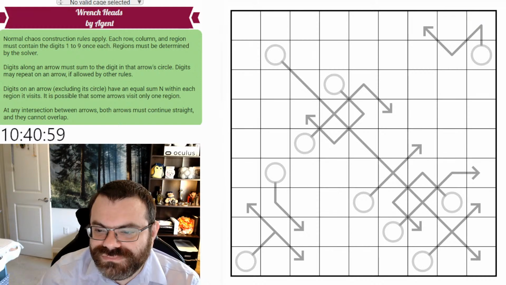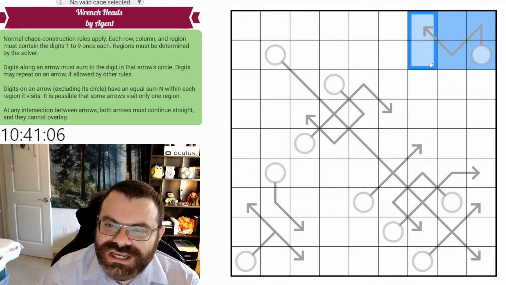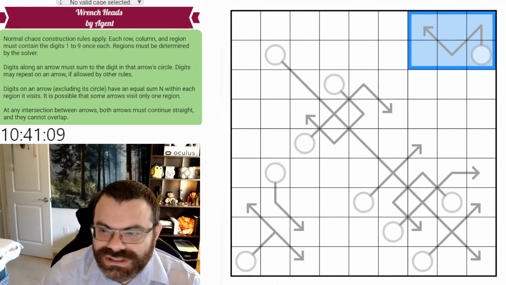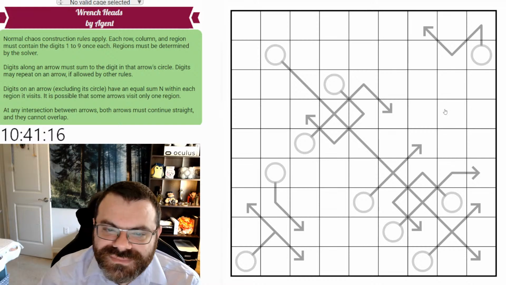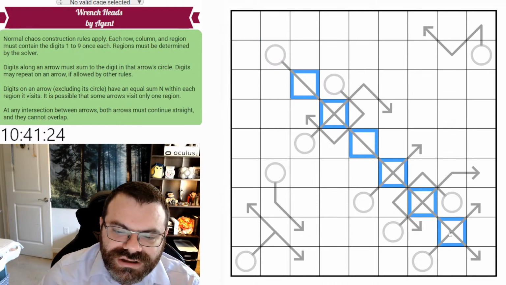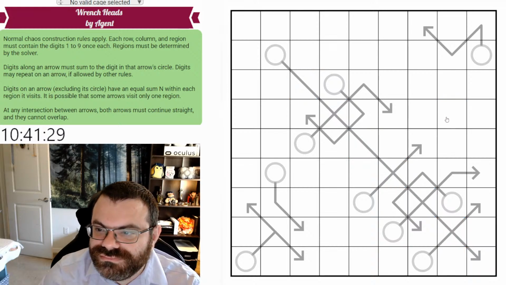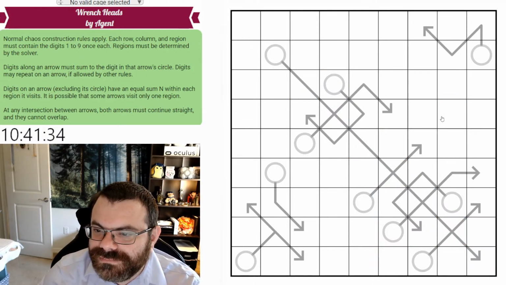But that doesn't mean that every arrow is in its own region. We could just make all of that blue, and then this just fulfills itself because it's only in one region. So the sum in every region is the same. Any intersection between arrows, both arrows must continue straight and they cannot overlap. There could be some confusion about whether this arrow turns and goes up. No, it doesn't. It continues straight all the way through. It never turns. Any turns are unambiguous is basically what this is saying.